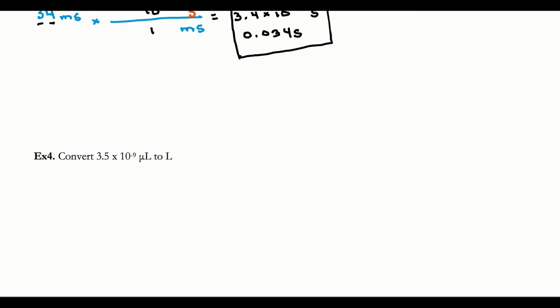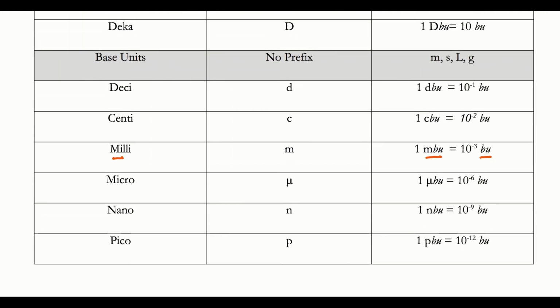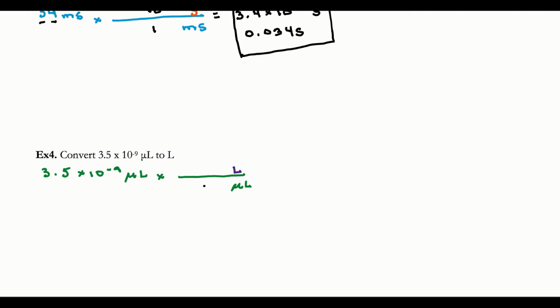3.5 times 10 to the negative ninth microliters. So I'm going to put my given, 3.5 times 10 to the negative ninth. My units are microliters. Okay, crisscross swoosh. I'm going to put what I want to get out of on bottom, so microliters. And I'm going to put what I want to get into on top, so liters. Now I need to go look at my relationship. So notice here, 1 micro base unit, so 1 microliter equals 10 to the negative 6 liters. Okay, so 1 microliter is 10 to the negative 6 liters.